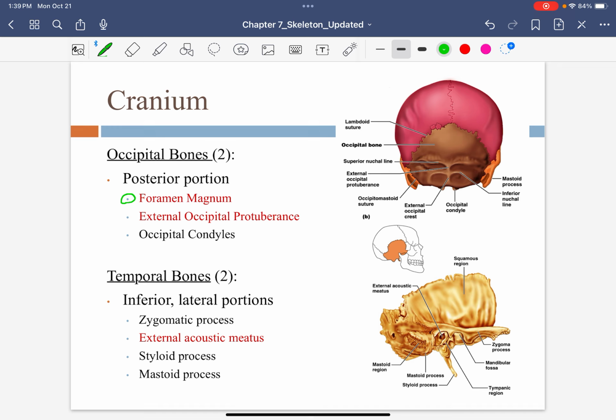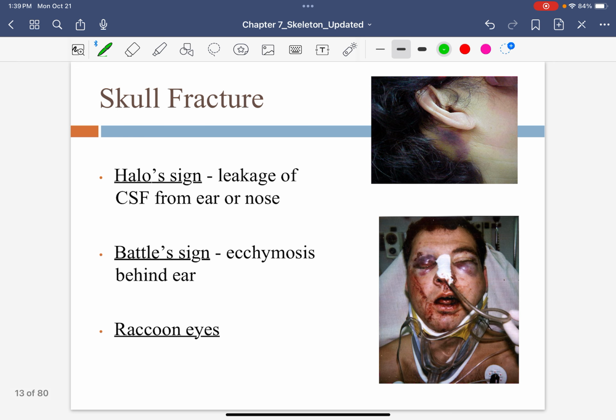The rest here you don't need to know for lecture. I know some of them are in red, but you only need to know what I'm going through. This is extra. This is extra, will not be on your test.